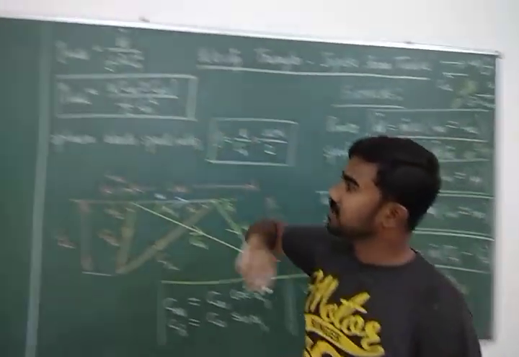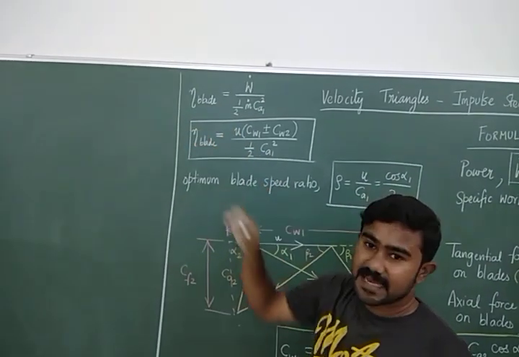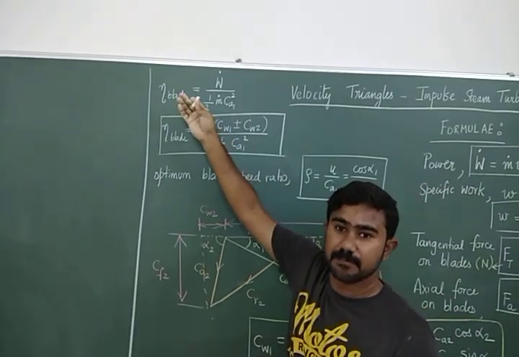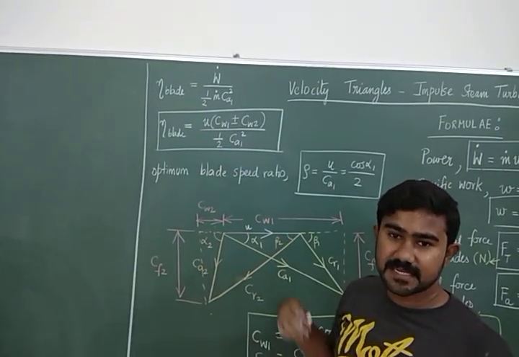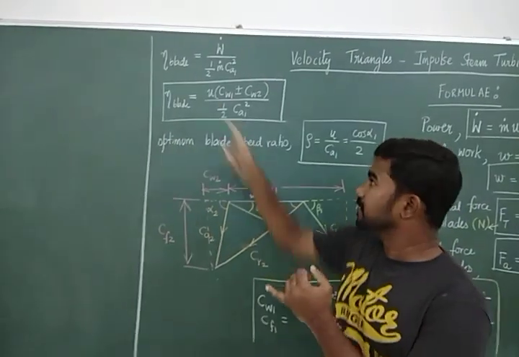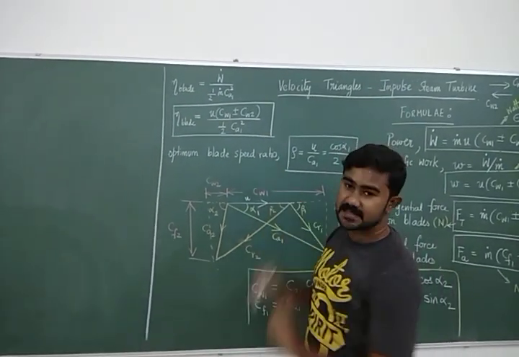Now, the next formula is efficiency for the blade. This efficiency is also called the diagram efficiency, meaning the velocity diagram efficiency, or it is called the blade efficiency, or it is called the turbine efficiency. In problems, you may be given different names. Either it's called the blade efficiency, or diagram efficiency, or turbine efficiency. All mean the same thing.